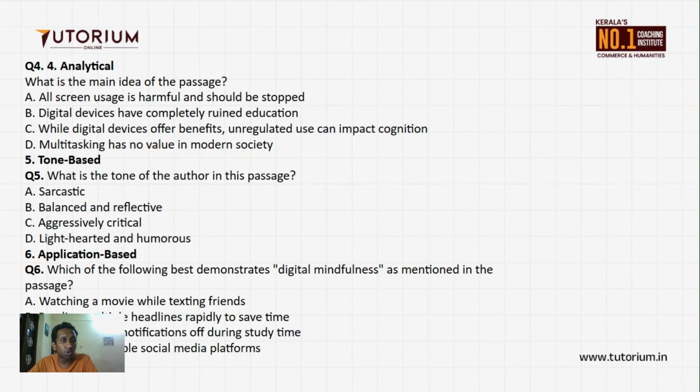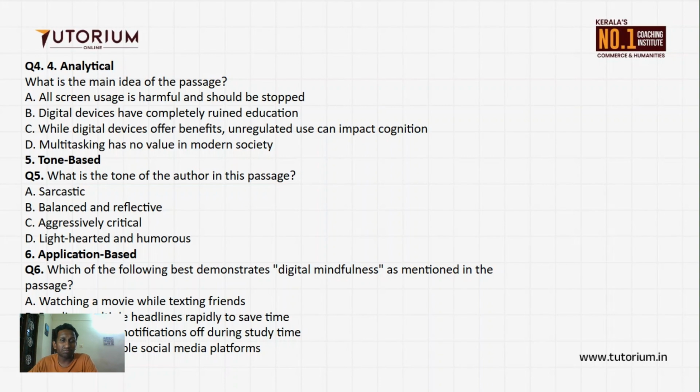Tone based. What is the tone of the author in the passage? Again, you go through the options: sarcastic, balanced and reflective, aggressively critical, lighthearted, humorous. Like the previous example, there is sarcastic and lighthearted. Sarcastic A and D, you can eliminate right away because there is no humor, there is no levity in the passage. So that can be taken out of the picture. Balanced and reflective, aggressively critical. This passage is not aggressively critical, right? It's balanced and reflective because it talks both about the positives and negatives.